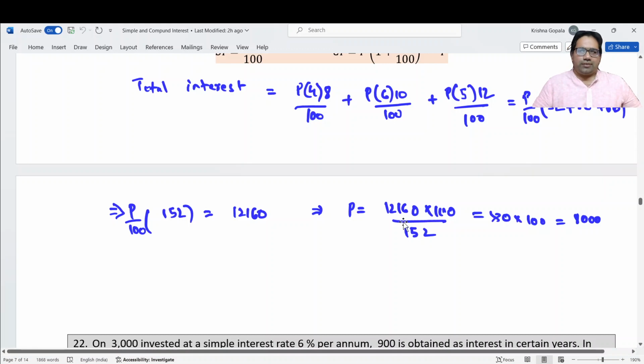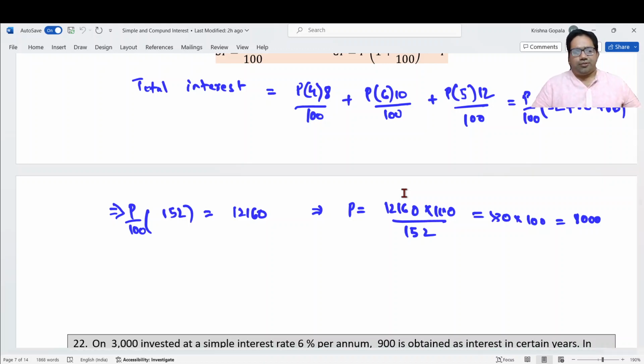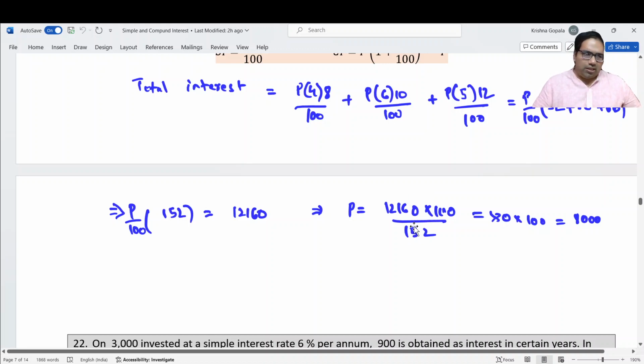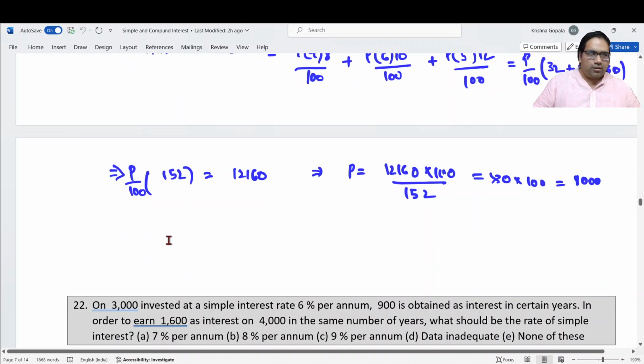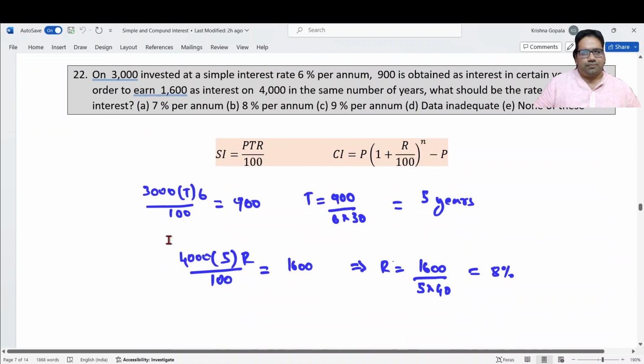So 152 goes into 1216 8 times, so 12160 by 152 is equal to 80 into 100. Principal equals 80 into 100, which is equal to 8,000. Okay, this is also a very easy problem because it is PTR by 100 three times, for three different time periods. We just need to put all of them together. Okay, let's find some other problem.